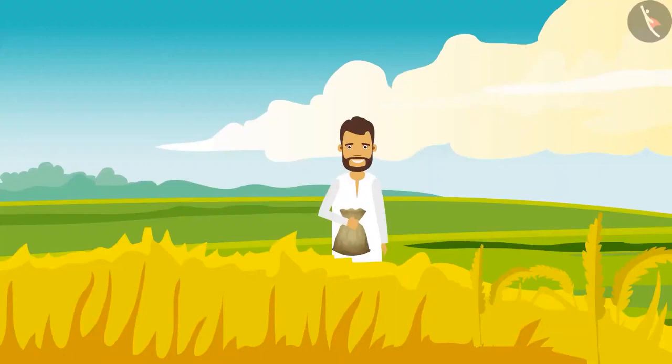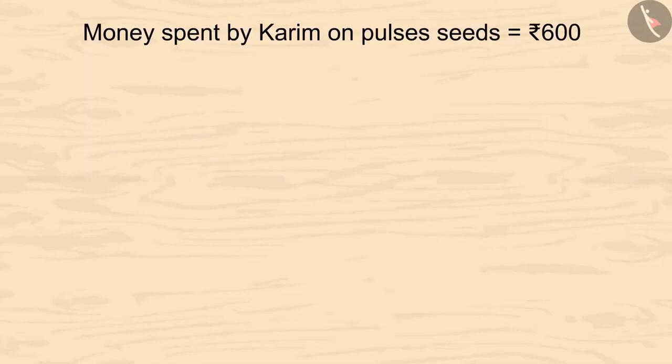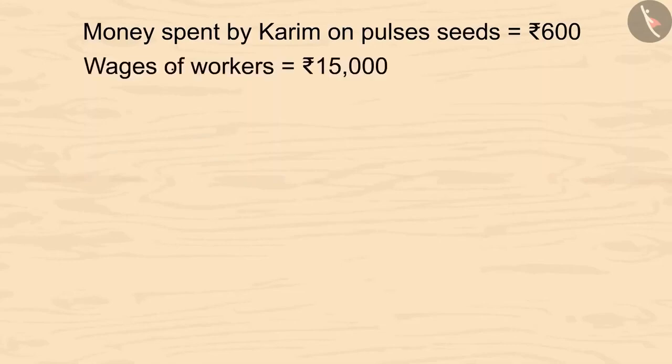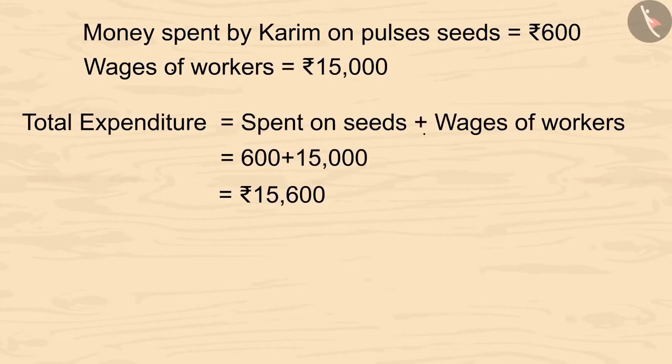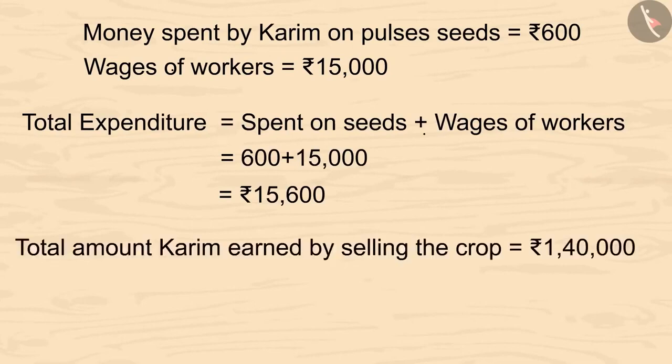Now let's see how much profit Kareem has gained. Kids, you can pause the video and calculate it. He bought pulses seeds of 600 rupees. He gave 15,000 rupees to the workers. On adding both the amounts, we will get 15,600 rupees. Kareem got 1,40,000 rupees on selling the crop.